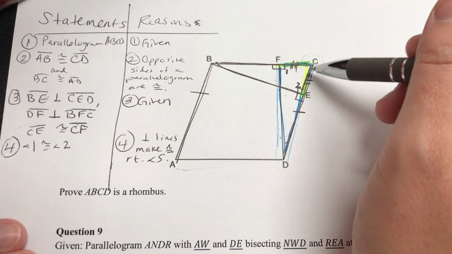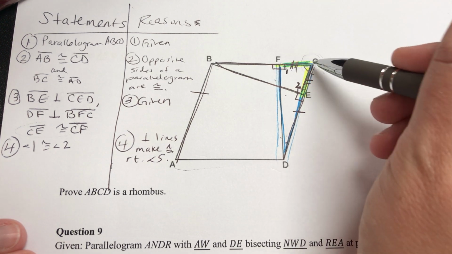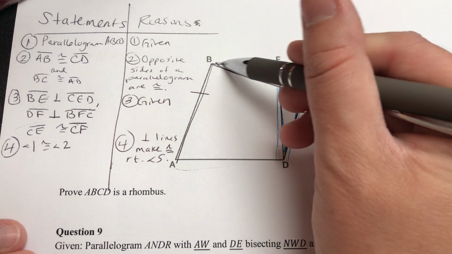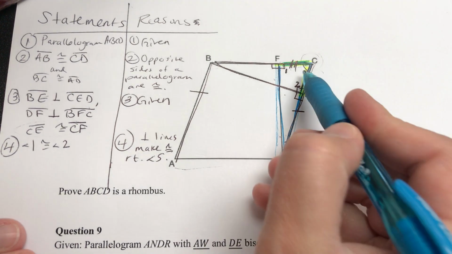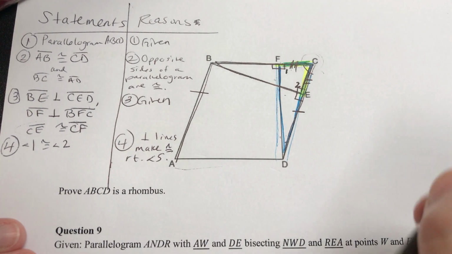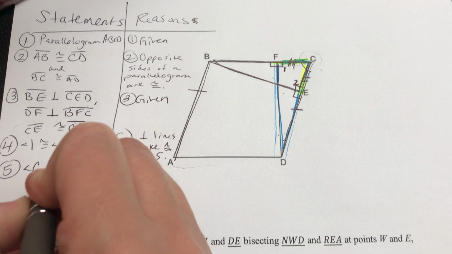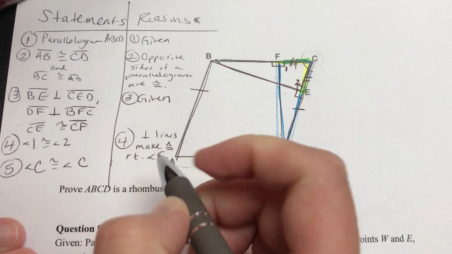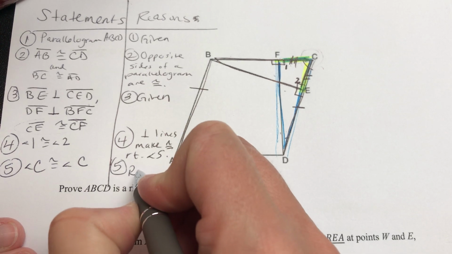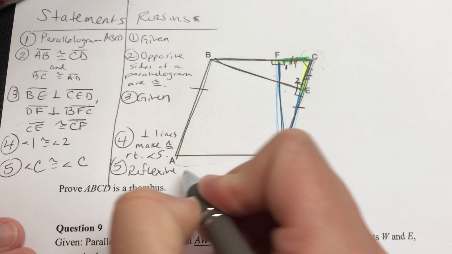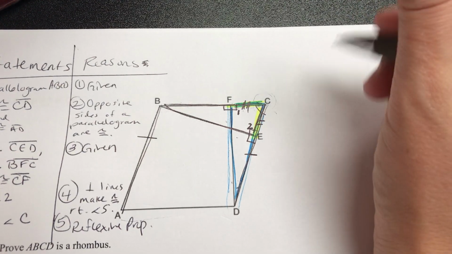But angle C, I'm hoping you notice, is in both triangles. So angle C is in this triangle, and angle C is also in this triangle. So that's my last piece that I need, and that's the reflexive property. I know it's usually a shared side, but you can have a shared angle as well with reflexive property. So that's reflexive property. And now I can say that the two triangles are congruent.